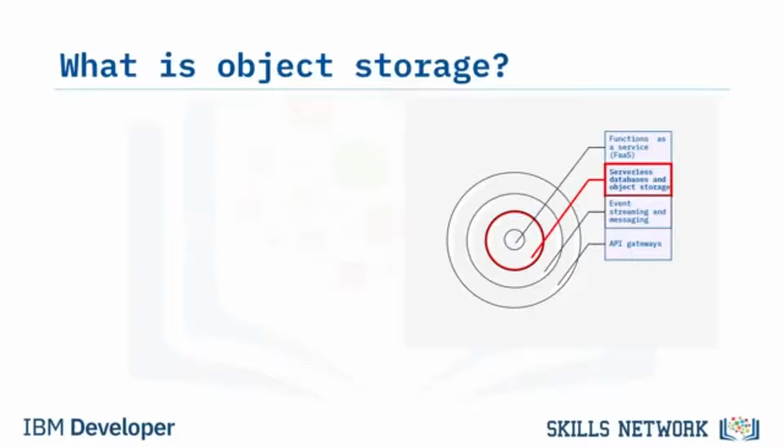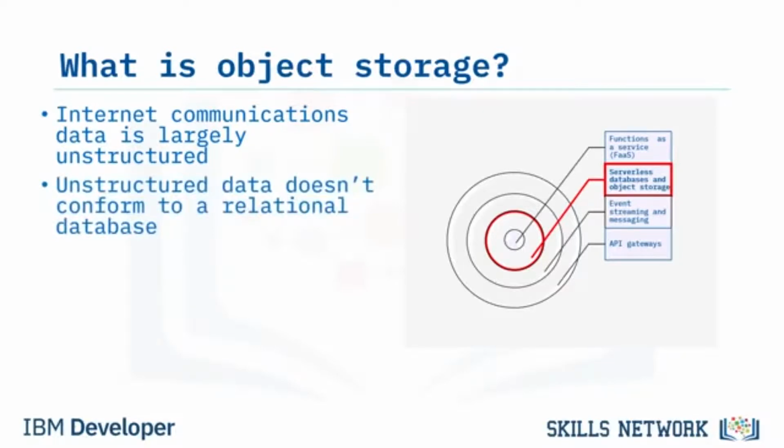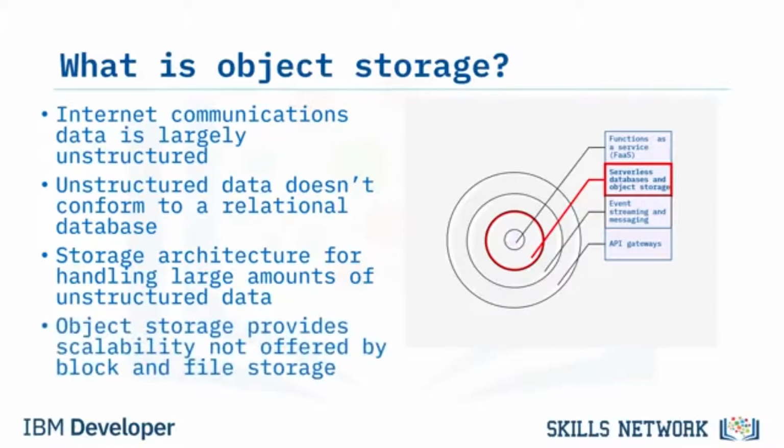Object storage is part of the serverless databases and storage section of the serverless stack. Much of today's Internet communications data is dominated by mostly unstructured data, including email, videos, photos, audio files, and other items. You can't easily store unstructured data in traditional relational databases. Object storage, a prime example of serverless storage, is a storage architecture that can handle large amounts of unstructured data. Efficiently storing and managing this unprecedented volume of data is becoming a more crucial task every year. And object storage offers scalability that's unavailable using traditional block or file storage.